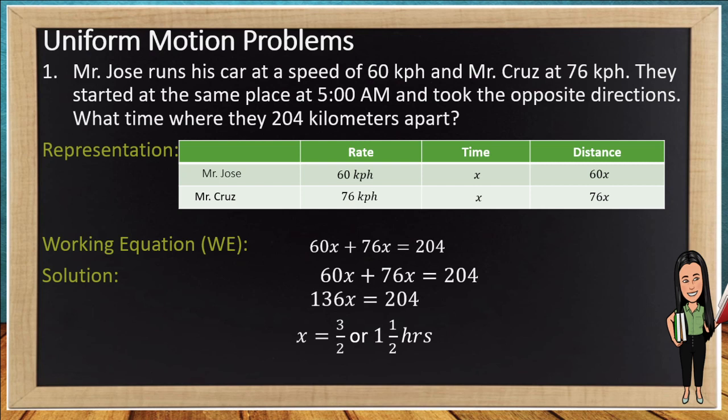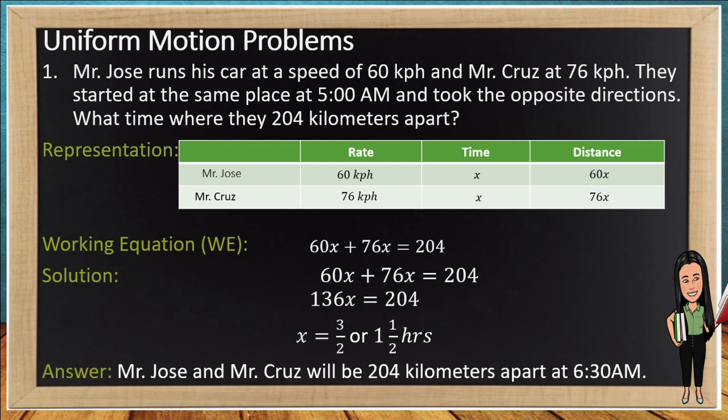Ngayon, ang tanong, what time? Okay, so umalis daw sila ng 5 a.m. and after 1.5 hours, they are already 204 kilometers apart. So, ibig sabihin, kung 5 a.m. sila umalis, mag-a-add tayo ng 1.5 hours doon sa 5 a.m. So, to answer the question, Mr. Jose and Mr. Cruz will be 204 kilometers apart at 6:30 a.m.